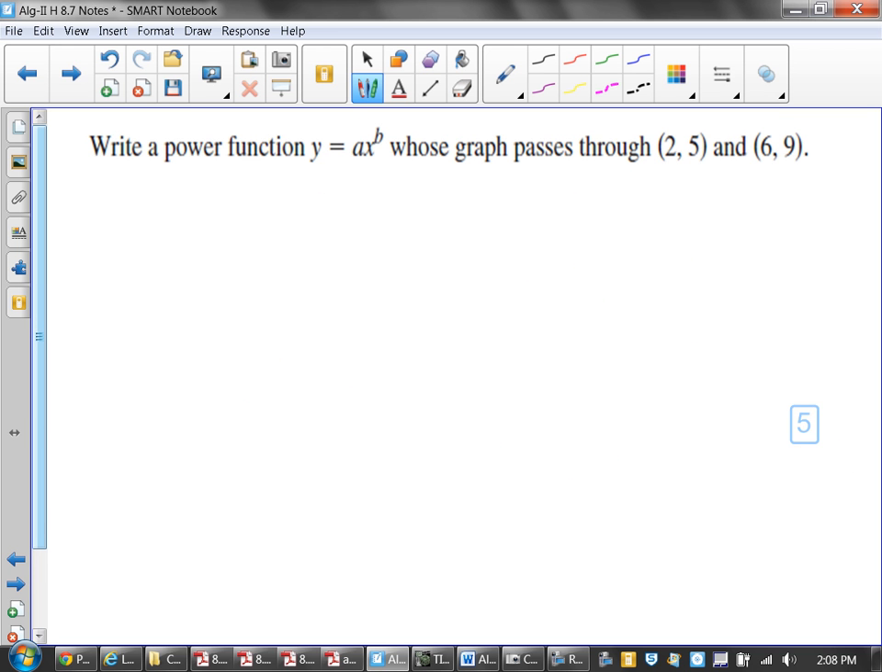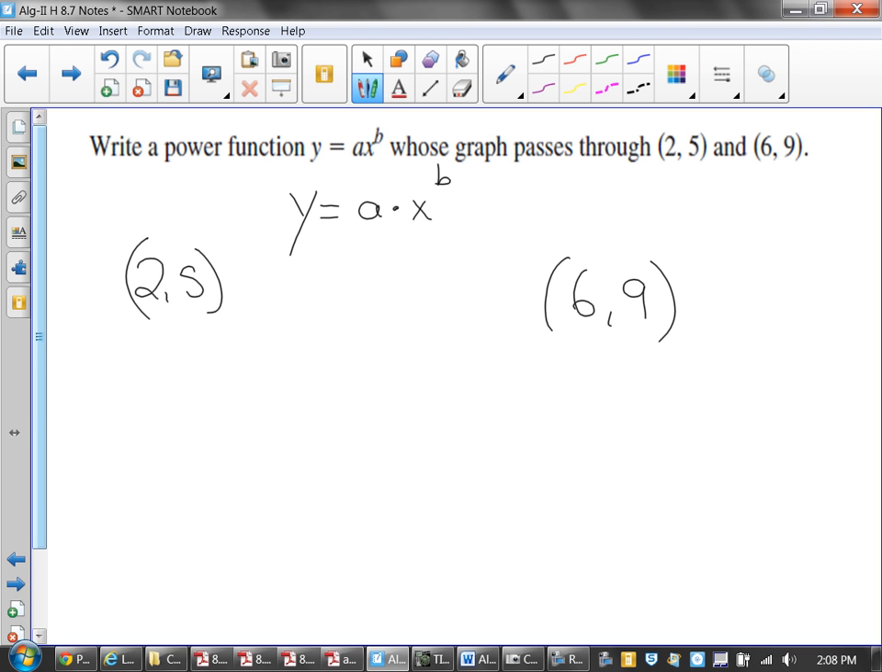When I'm going the other direction, if I want to write a power function, it looks just a little bit different. This function looks like y equals a times x to the b. And again, we're going to rewrite it in terms of a's and b's, and we're going to figure out the a's and b's by using substitution. So here we have the ordered pairs (2, 5) and (6, 9). So we write them out.